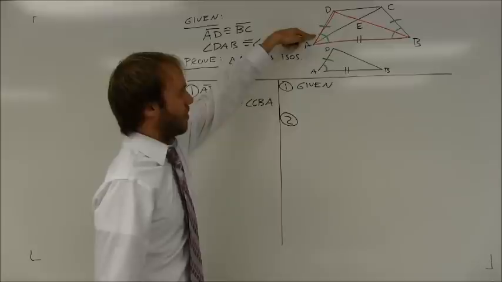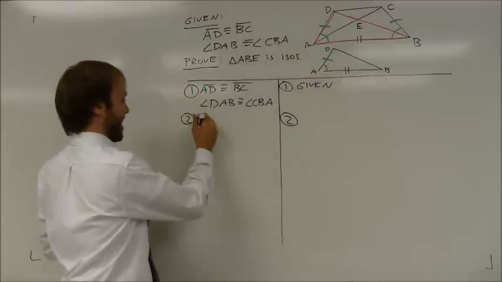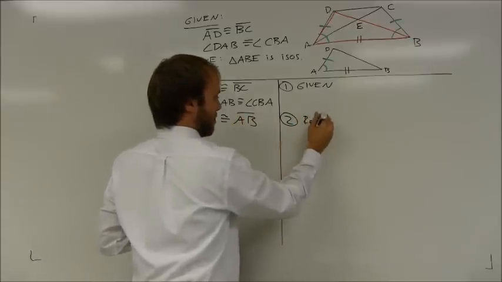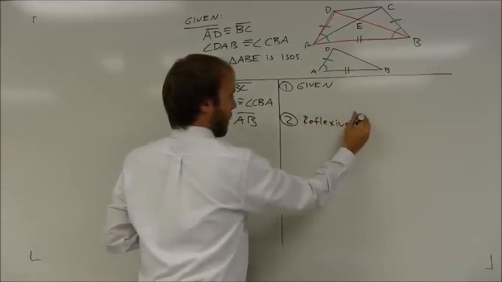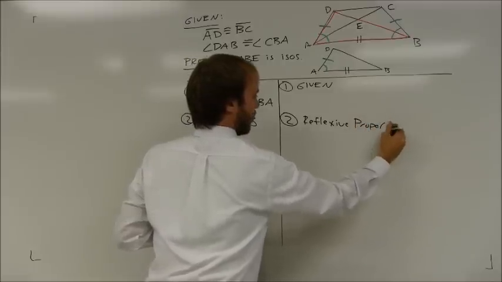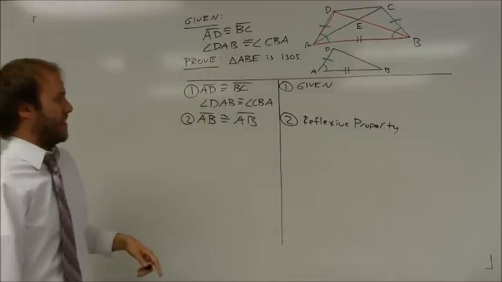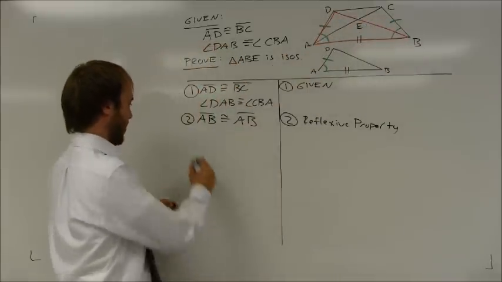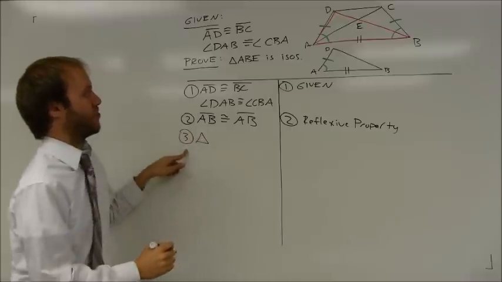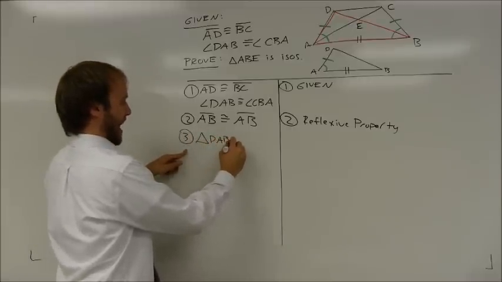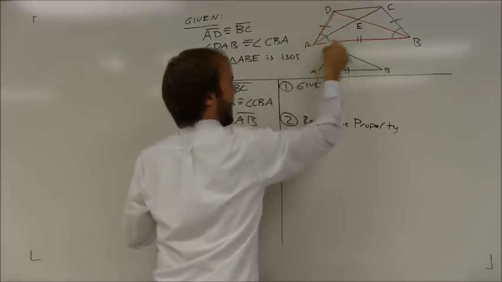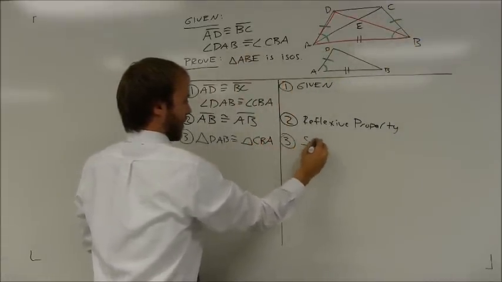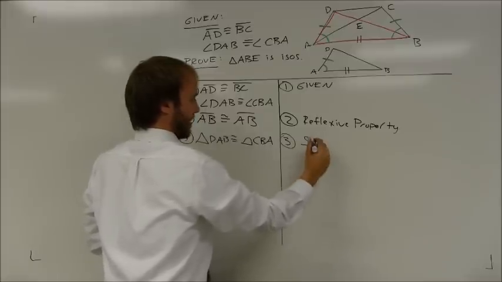These were given, they're listed as part of the givens already. The shared side, AB congruent to AB, not included as part of the original proof. That's the reflexive property. And you can see that already the two overlapping triangles can be proved congruent by side angle side. So I'm going to name those two triangles. That's triangle DAB, and it's congruent to triangle CBA. And once again, that's side angle side.